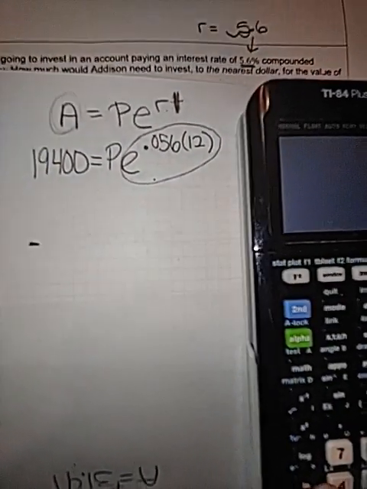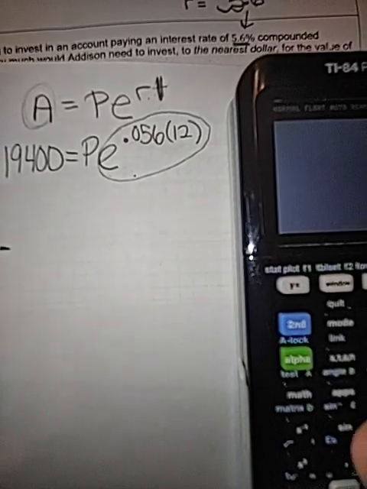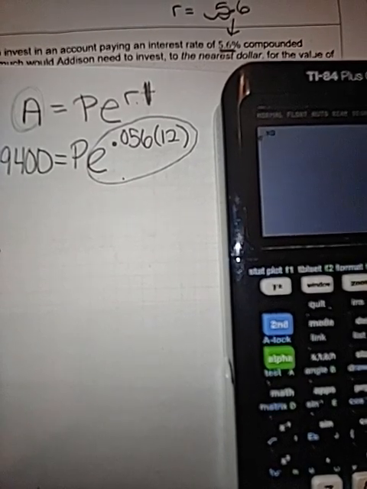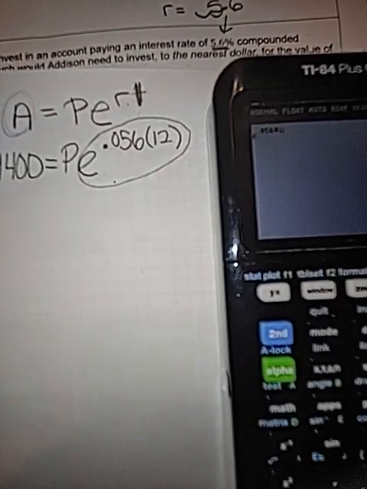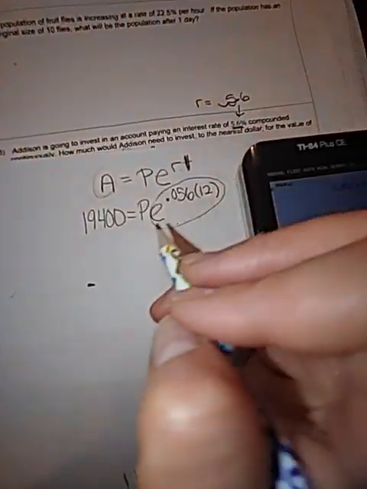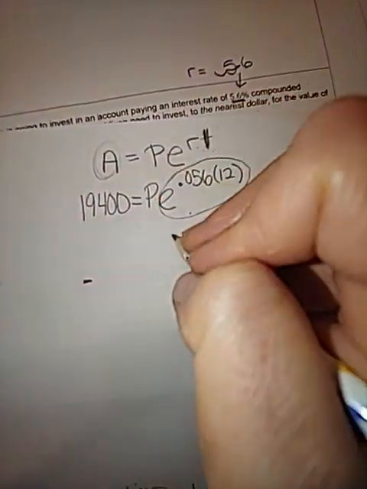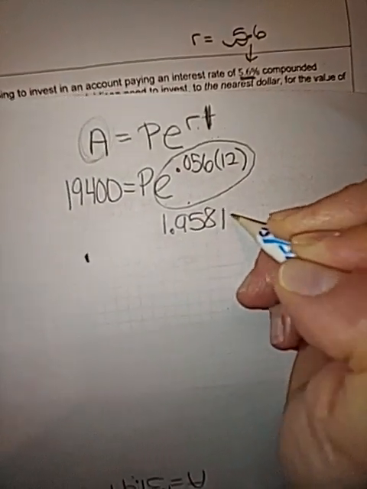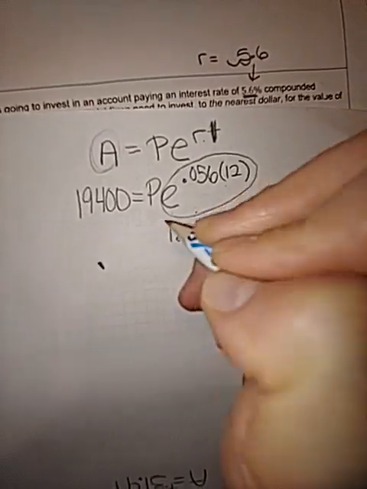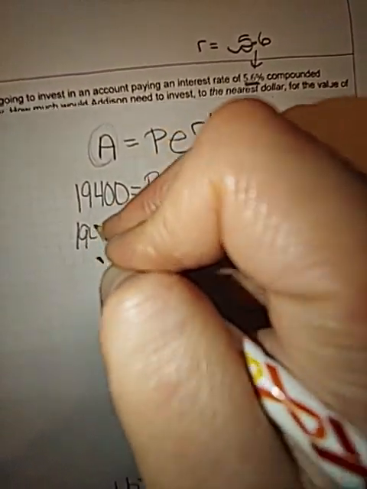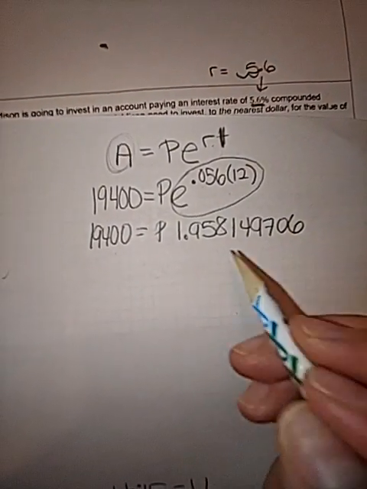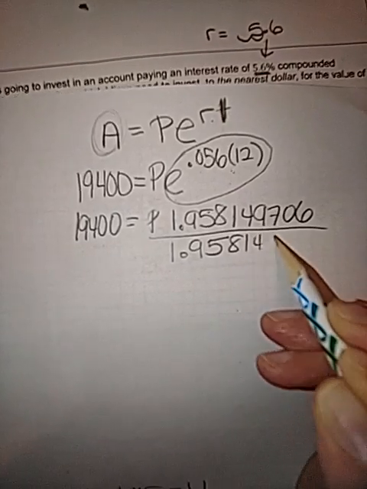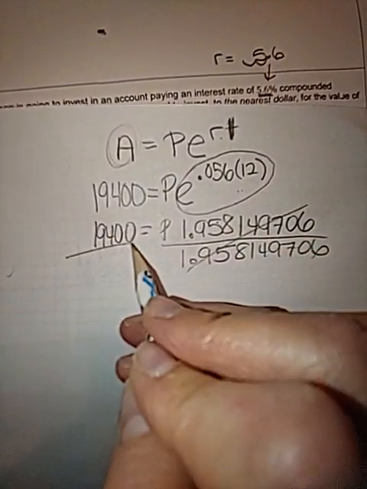Because I want to raise e to an exponent, I'm going to press second ln. That gives me e to the x. Then I'm going to type in 0.056 times 12. Okay, so this whole thing here is just equal to 1.958149706. All right, now I want to find P, so I just need to divide to get P by itself.